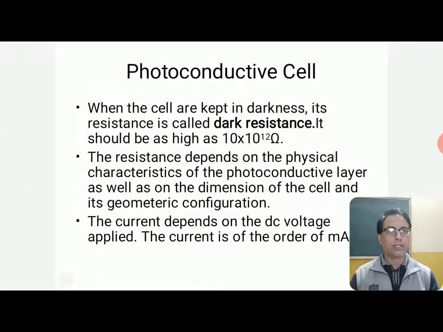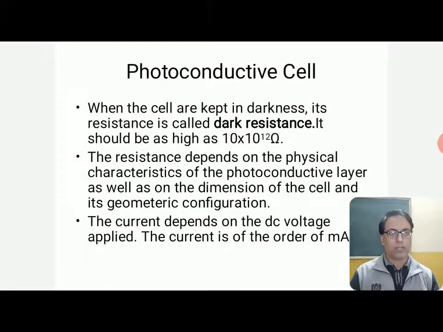Now, when the cells are kept in darkness, their resistance is called dark resistance. It should be as high as 10 times 10 to the power 12 ohms. The resistance depends on the physical characteristics of the photoconductive layer as well as on the dimensions of the cell and its geometric configuration. The resistance totally depends upon these three parameters: the dimension of the cell, the geometric configuration, and the characteristic of the photoconductive layer which we are using for the comb structure.